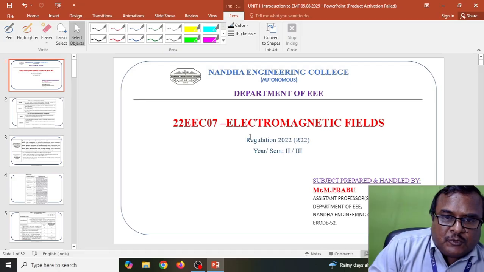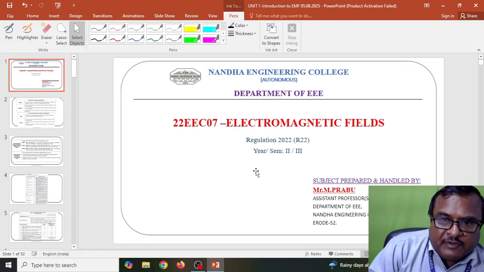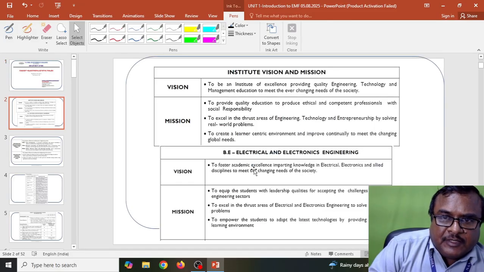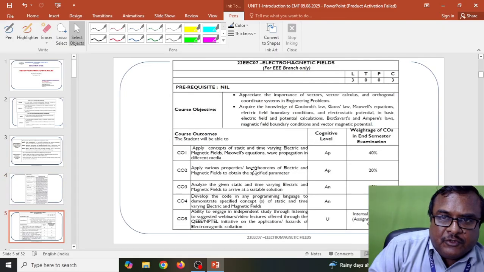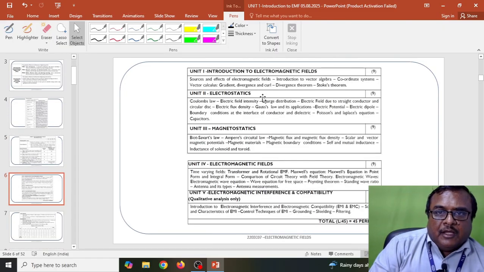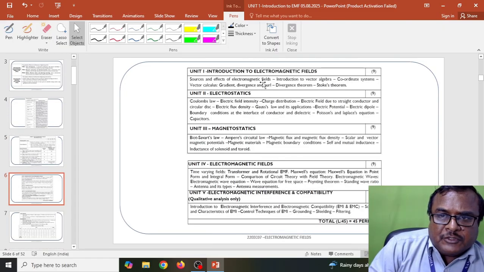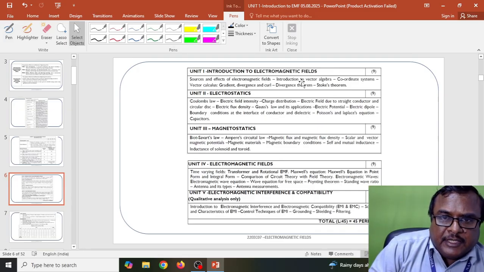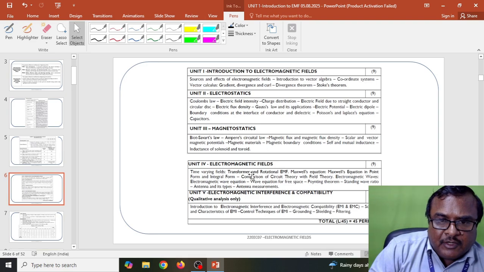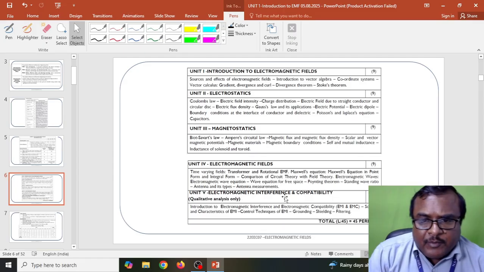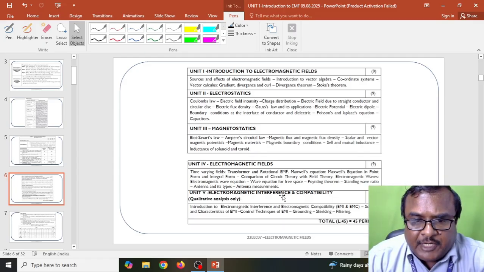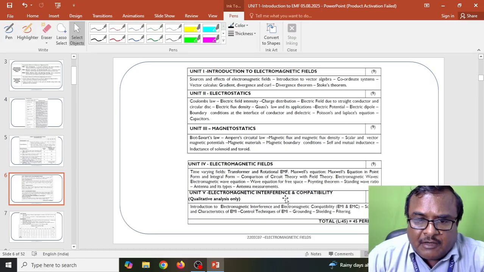Our subject code is 22WC07, Electromagnetic Fields. In this subject we are going to see the introduction to electromagnetic fields, then unit 2 is electrostatics, then unit 3 is magnetostatics, then electromagnetic fields, and the last unit is electromagnetic interference and compatibility, that is EMI and compatibility.